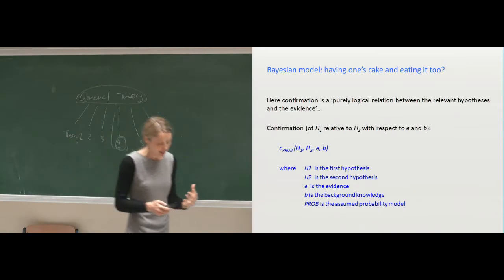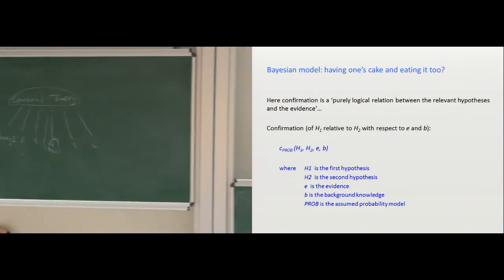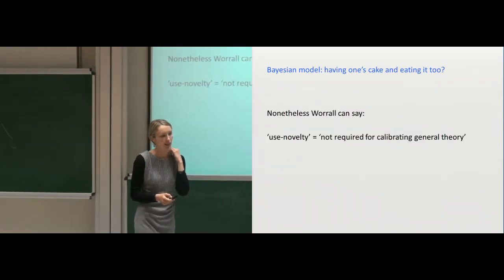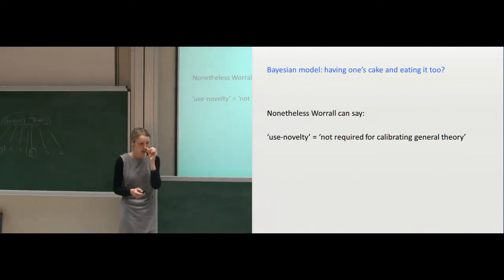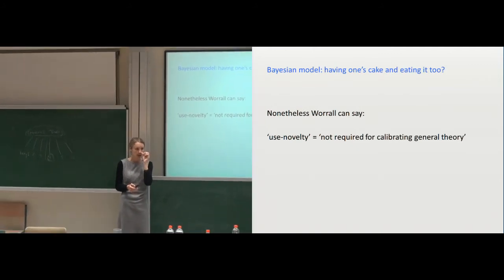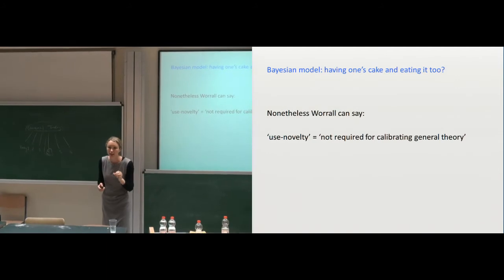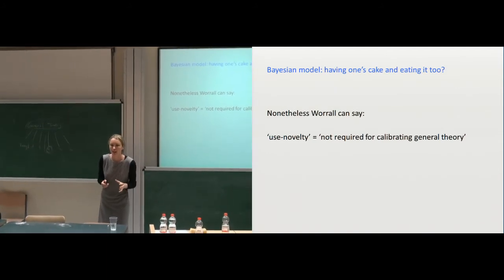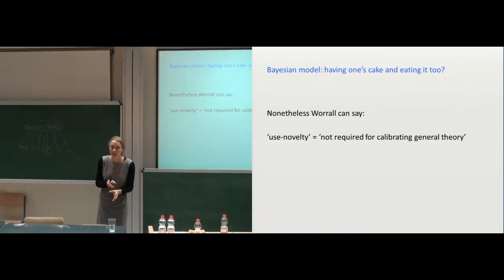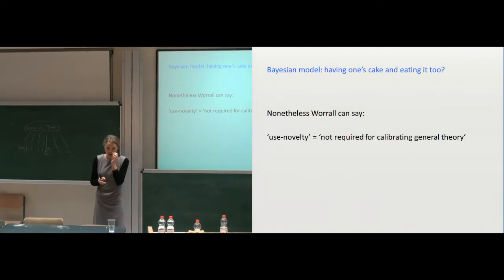And in fact, it does bear out quite well for the simple cases that he considers. So Worrell's point is use novelty is not required for calibrating the general theory. Use novel evidence is evidence that hasn't been used to fill in the gaps or details of a theory to fully specify it.